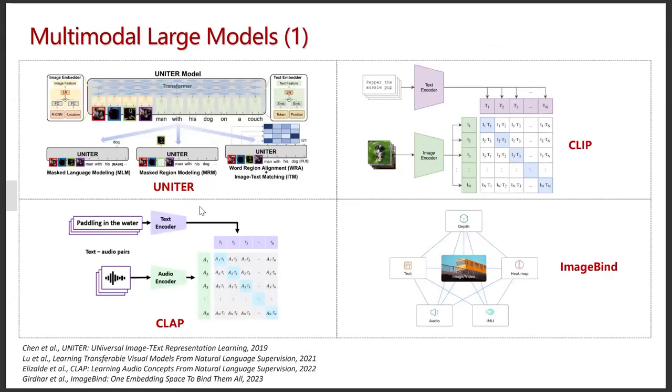And then I'd like to introduce some representative models of the multimodal large language models. So the first type is the pretraining-fine-tuning framework. The first one is UNITER. This one has been integrated into Alibaba's EasyRec framework and has been deployed in production. And in this model, there are three types of tasks for pretraining. The first one is masked language modeling.